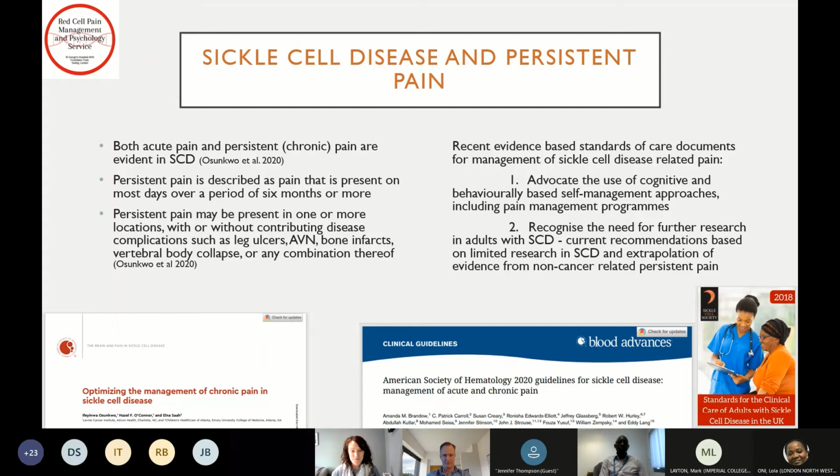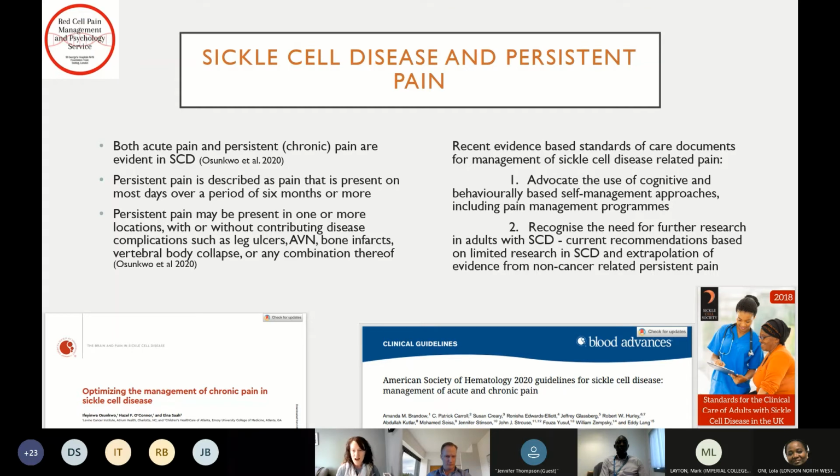So, as Kofi discussed right at the start of our session today, both acute and persistent or chronic pain are now acknowledged as evident in sickle cell disease. Persistent pain is described as pain that's present on most days over a period of 3 to 6 months. That varies a little bit in that time frame, but it's that ongoing, often people describe it as daily pain.